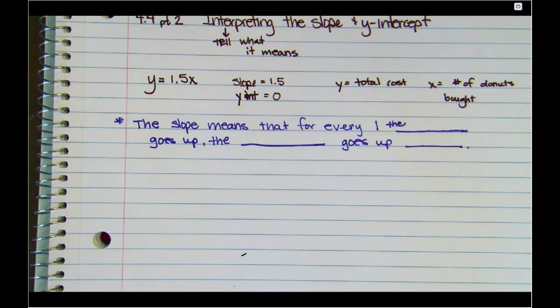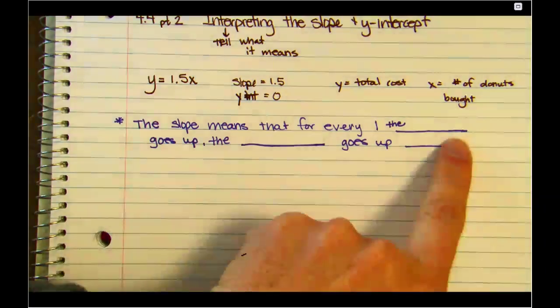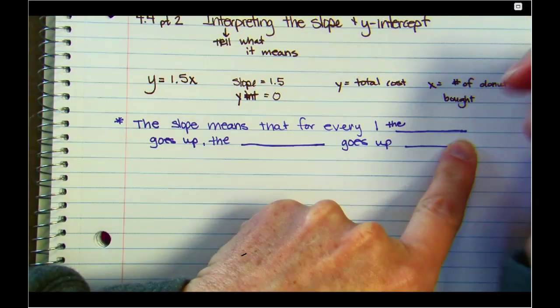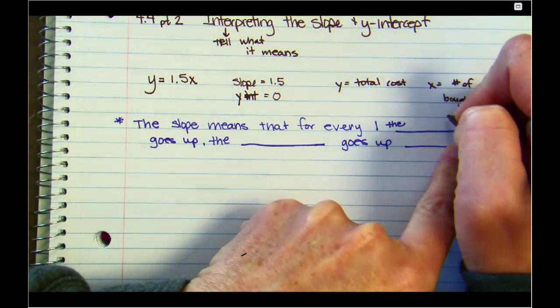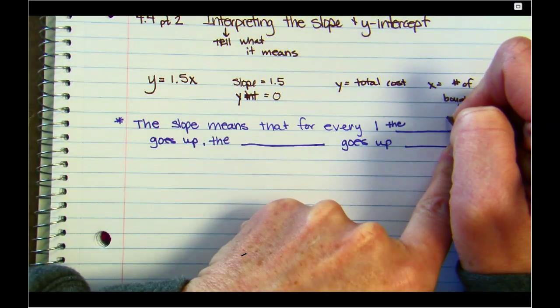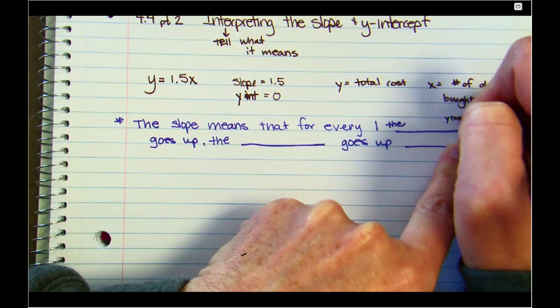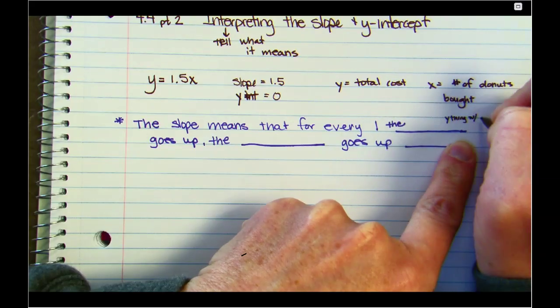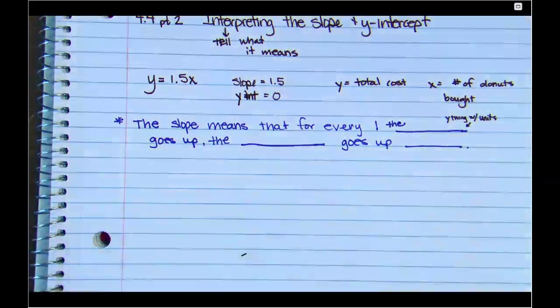Okay, so what goes in the first blank is the Y thing with units. Okay, that's what goes in the first blank. The Y thing with units. Would you write that in the blank, or should we just write it above? I'll write it above because you're going to be filling that in every time, right?